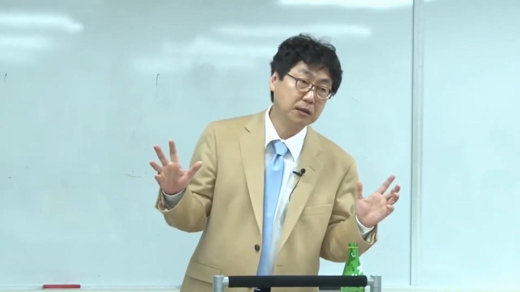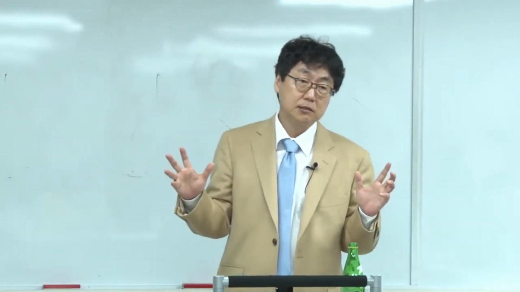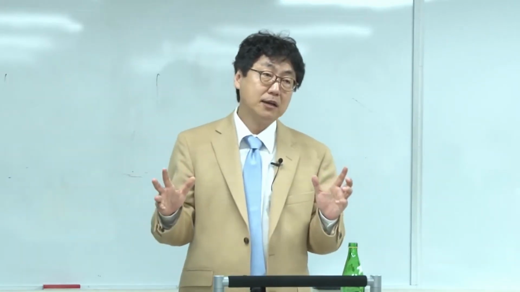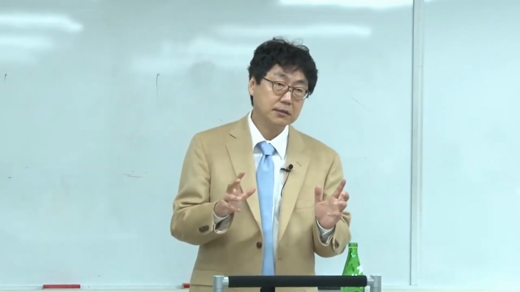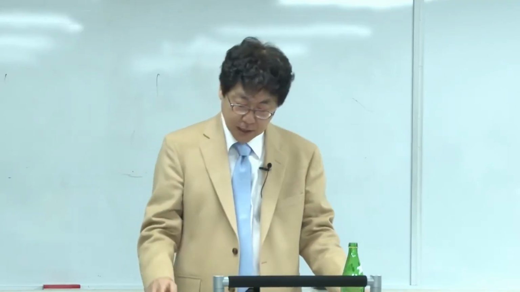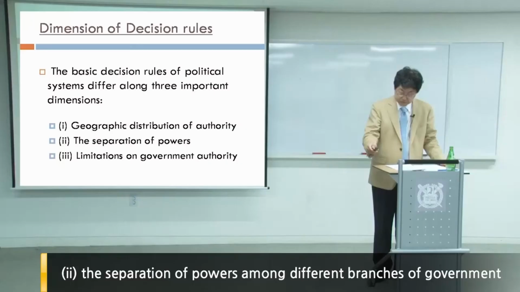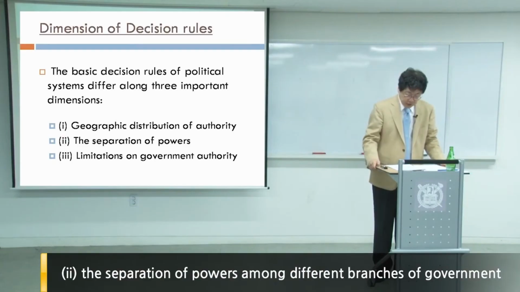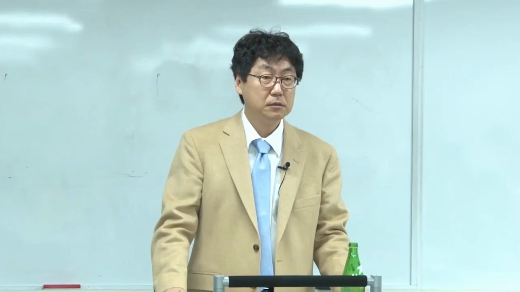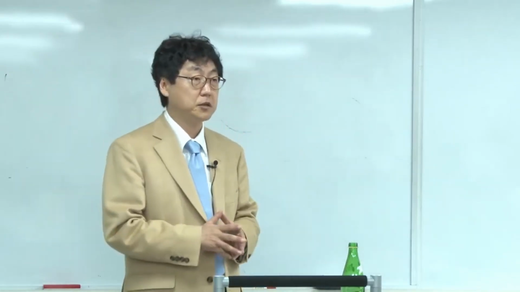Well, they could split the power equally. Okay? So depending upon who has more power, we can classify our system differently. That's the first dimension. Second dimension is the separation of powers among different branches of government. So under certain systems, executive branch can have more power than legislative branch, or vice versa. Okay.